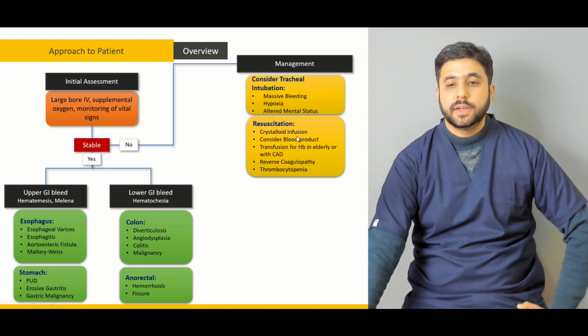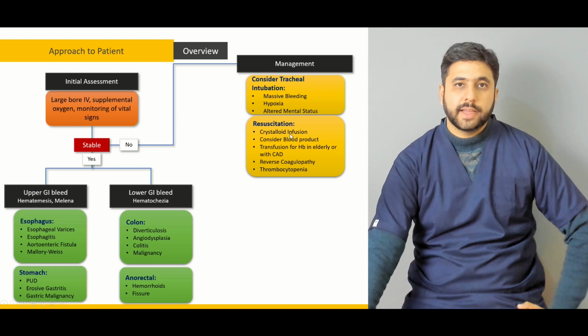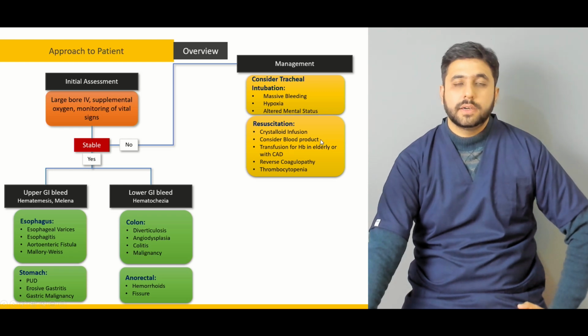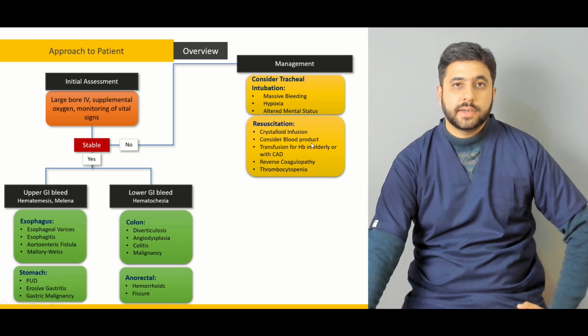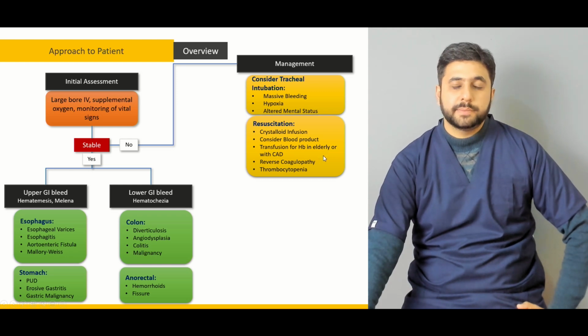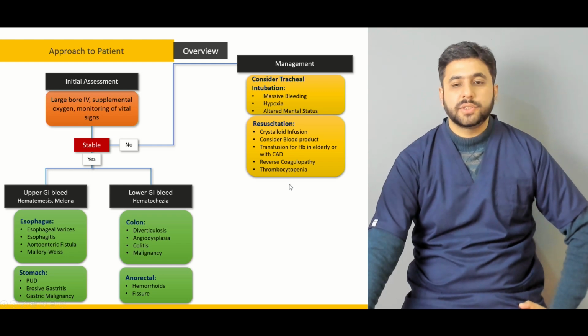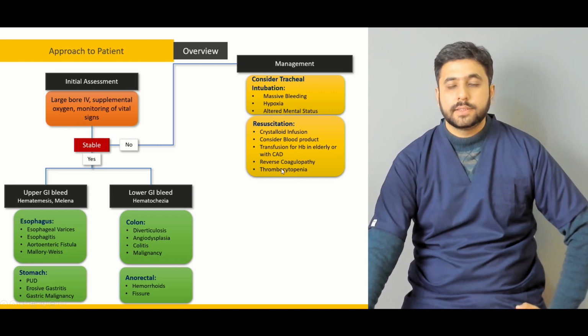We will maintain the volume of the patient with the help of some crystalloid infusion like Ringer lactate. We could consider blood transfusion if the hemoglobin is less than 7 and the patient has a history of bleeding as well. In the elderly or those with chronic artery disease, this threshold is increased, and we generally transfuse the patient even at 9 milligrams per deciliter of hemoglobin. If there is some coagulopathy going on, we have to reverse that. If there is thrombocytopenia, then we transfuse platelets in the patient, because these patients can bleed to death, and this can be a medical emergency.